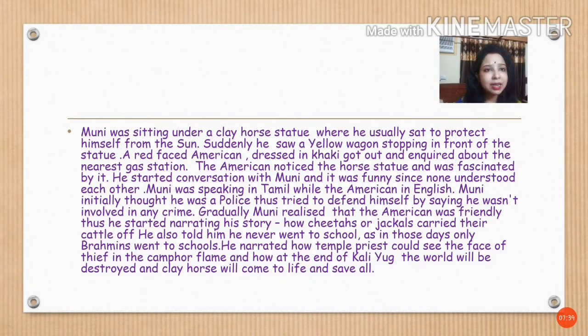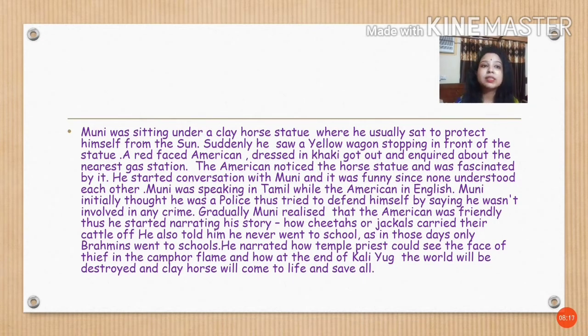Suddenly he saw a yellow wagon stopping in front of the statue. While he was sitting under the statue and his goats were grazing, he saw a yellow wagon coming, and it stopped in front of the statue where he was sitting. A red-faced American dressed in khaki got out and inquired about the nearest gas station. This American stepped out of the wagon and asked Muni where the nearest gas station was. Maybe he needed gas for his vehicle.